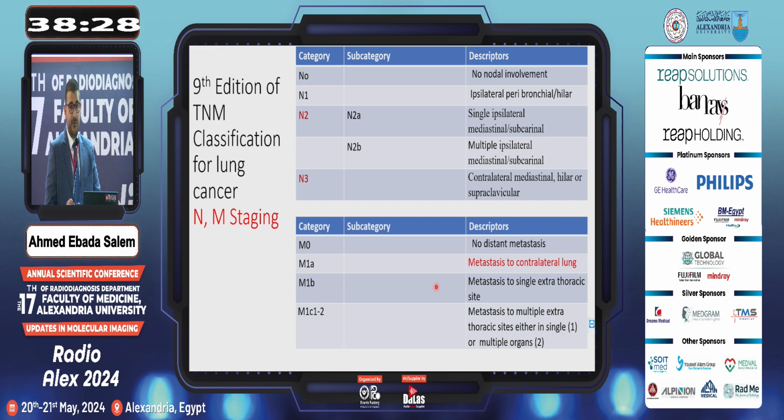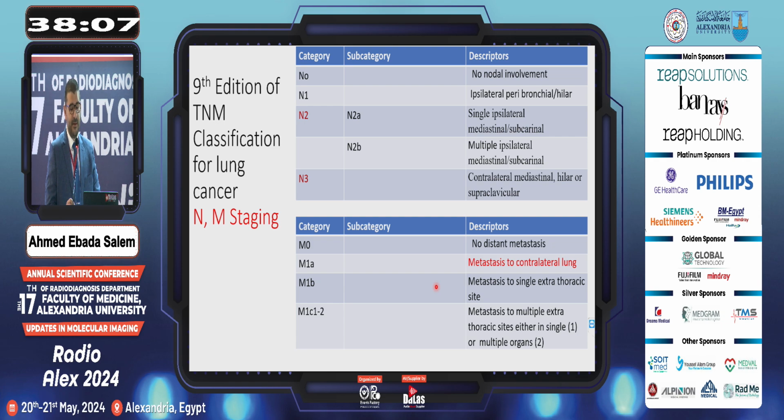End staging, N2 versus N3. N2 is any lymph node that is in the ipsilateral mediastinal nodal stations. Any contralateral nodal station is by definition N3, and this is very important, as we will see later, because this is considered to be irresectable disease if the patient has N3 disease.